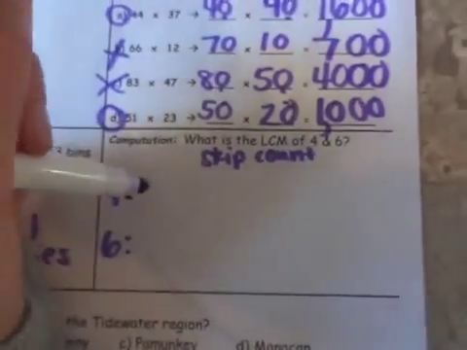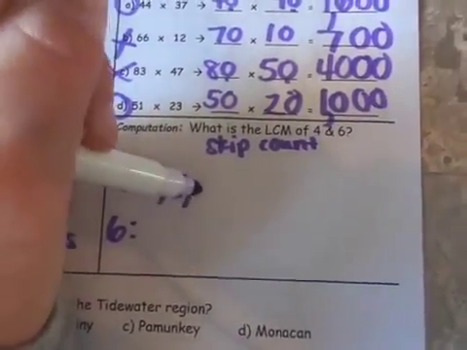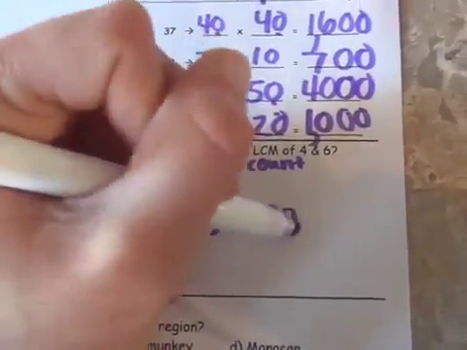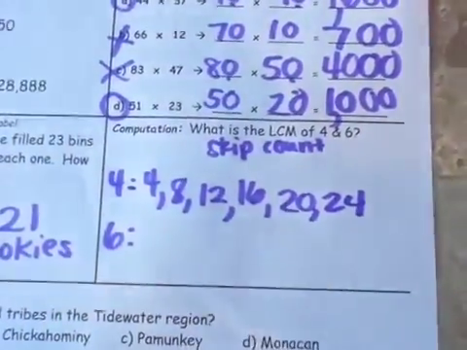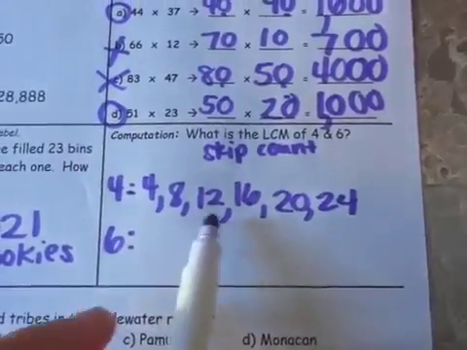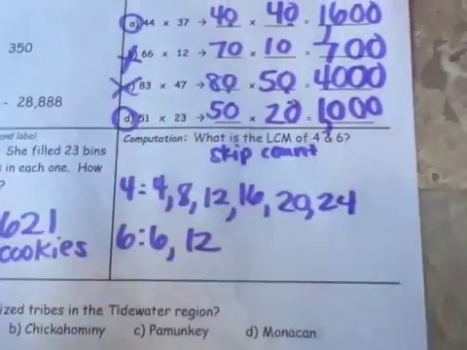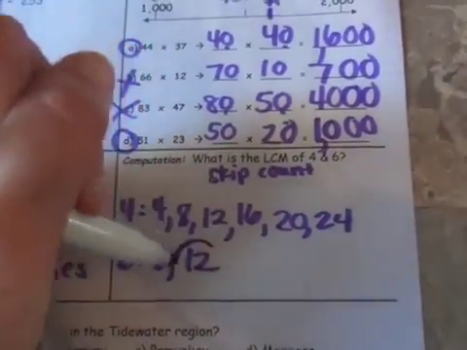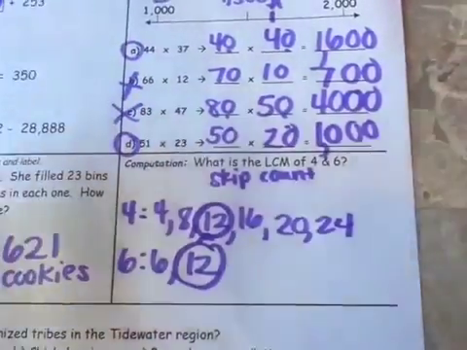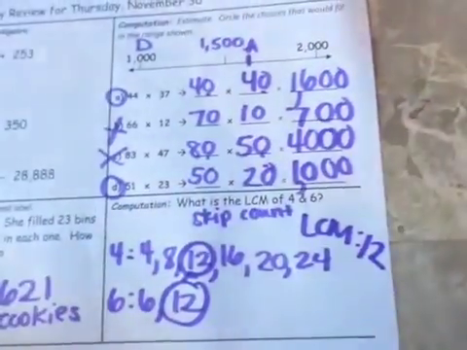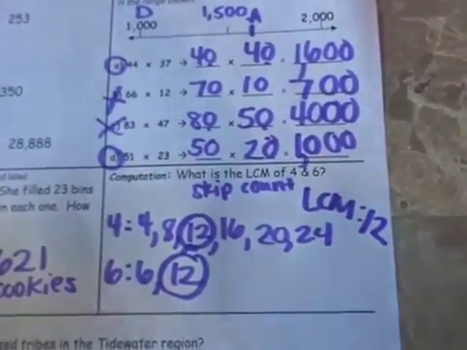So let's start with 4. 4, 8, 12, 16, 20, 24. I'm going to stop there because I already see some similarities here. Now start with 6. 6, 12. I can stop there because look, I have a common multiple. It's 12. LCM is 12, 4 and 6.